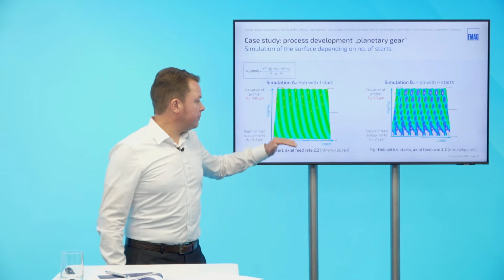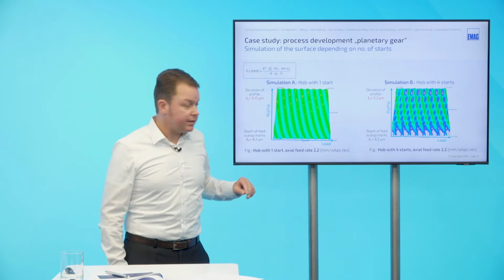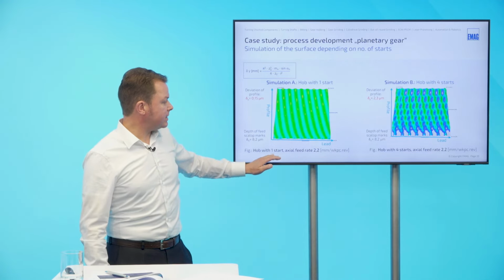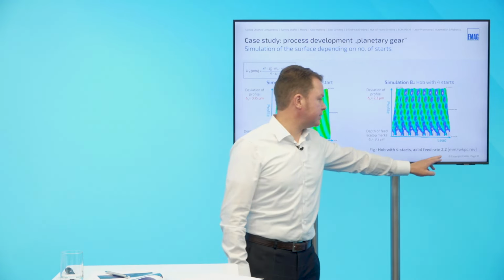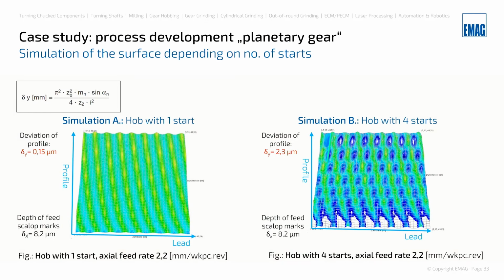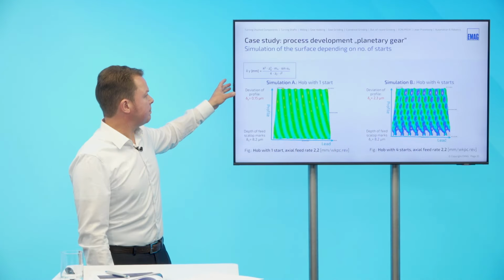Which impact has the number of starts? Here we see a simulation of the tooth flank of our planetary gear. This is the root, this is the tip. Here we have a hob with 1 start, feed rate 2.2 millimeter per workpiece revolution. Here we have a hob with 4 starts, and what happens? It's not the feed scallop marks. This is constant, in both cases round about 8 microns, but the difference is predominantly in the profile.